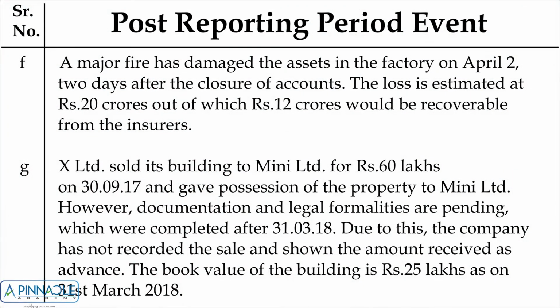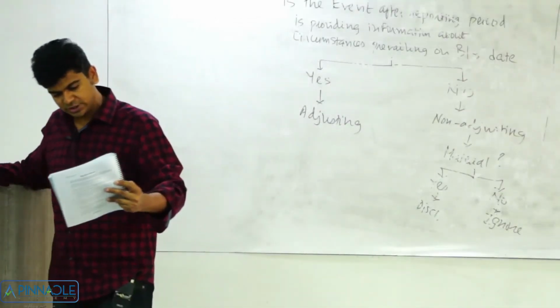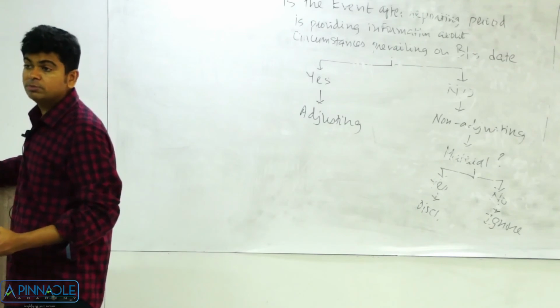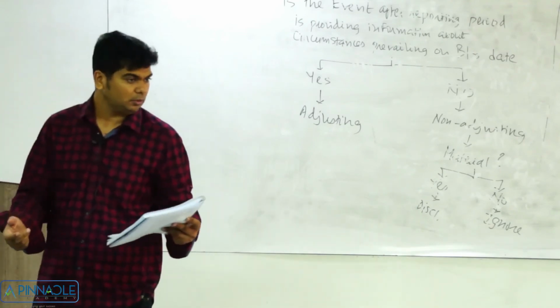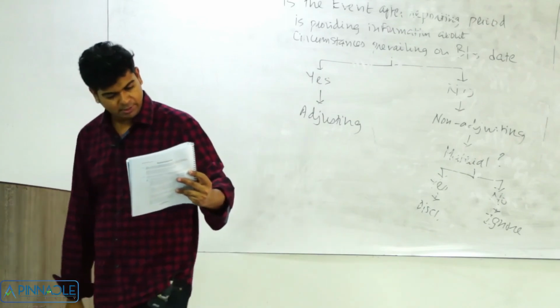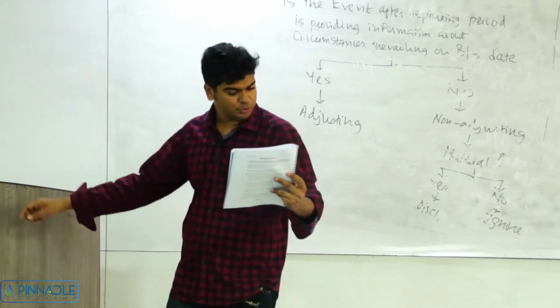A major fire has damaged the assets in the factory on April 2, 2 days after the closure of accounts. The loss is estimated at rupees 20 crores, out of which 12 crores would be recoverable from the insurers. Non-adjusting. But we know that the loss should not be so major that the principle of going concern is no longer applicable. So that point you should always write over here.